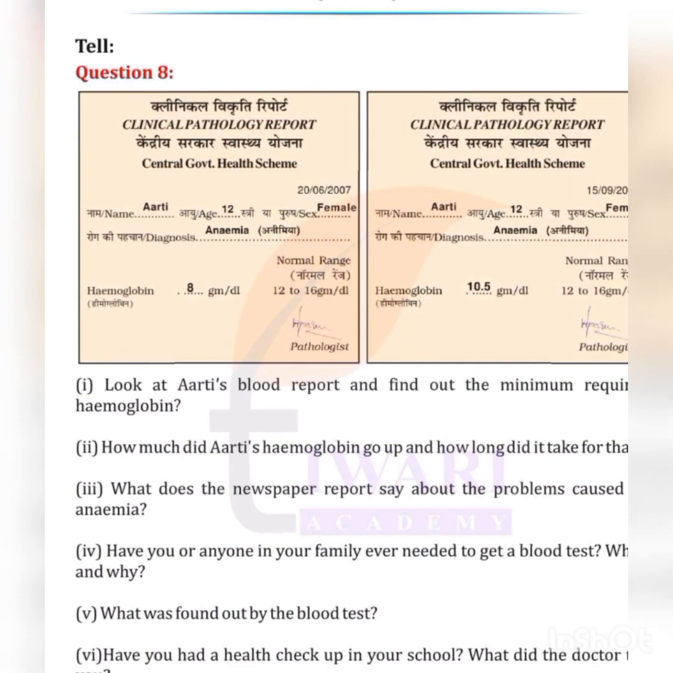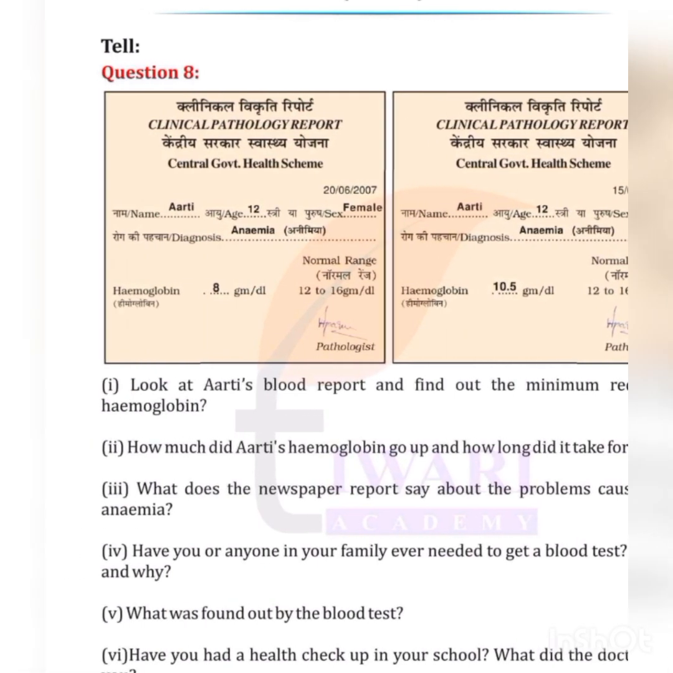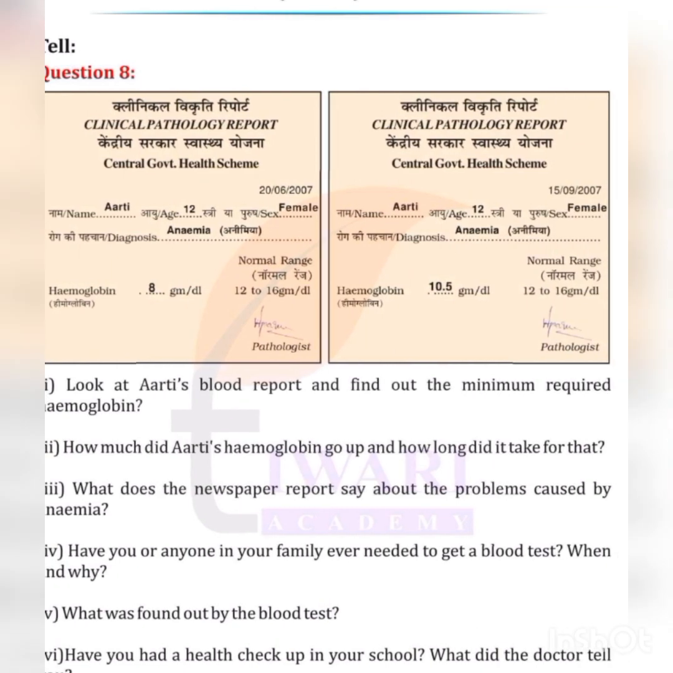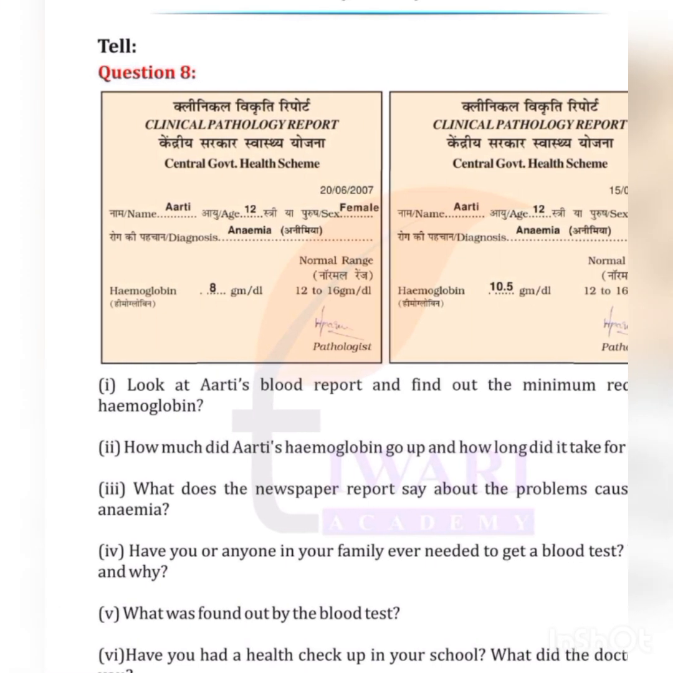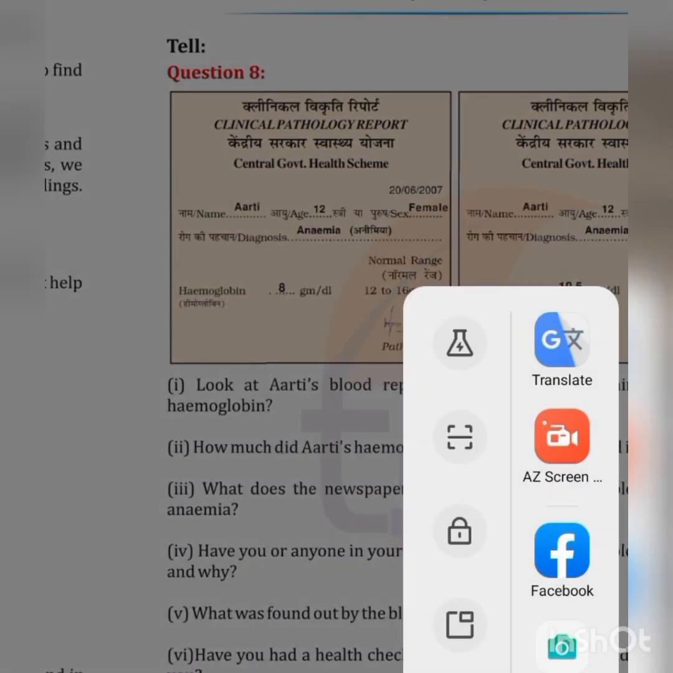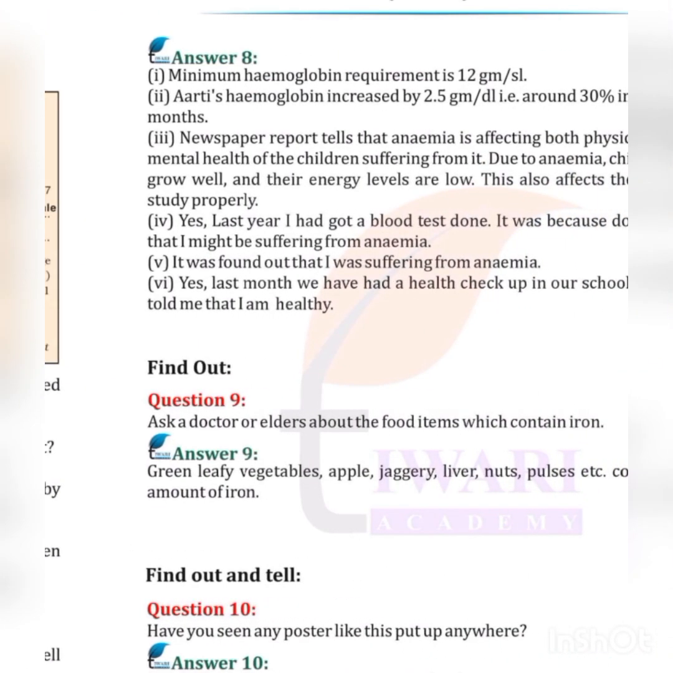Let's see the next one, question number 8. Look at this blood report and find out the minimum required hemoglobin. The minimum hemoglobin requirement is 12 gram.